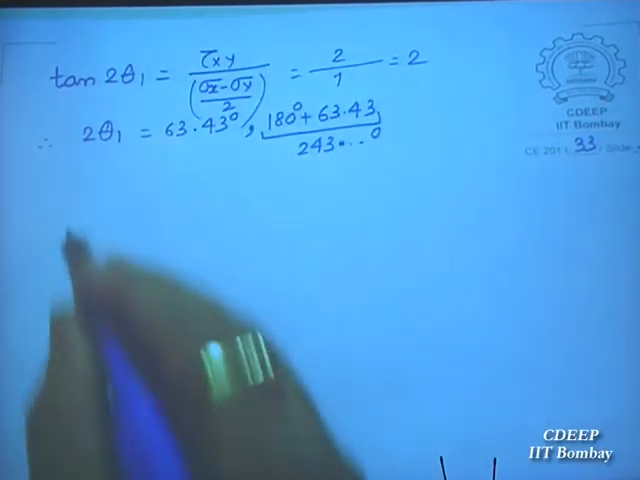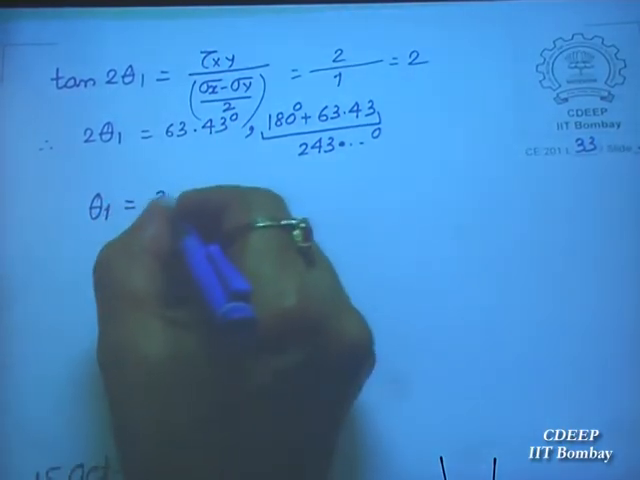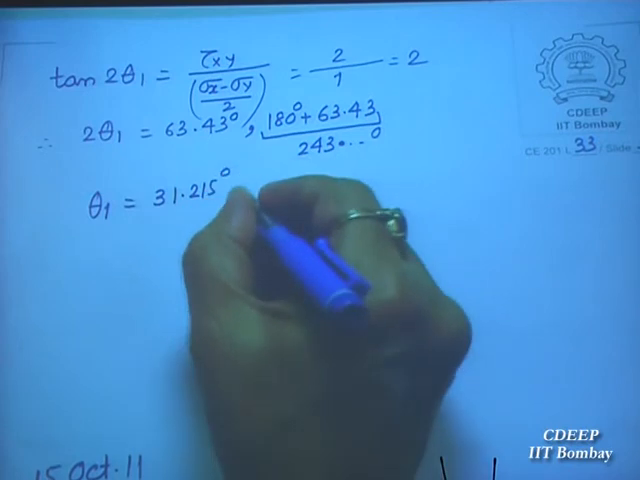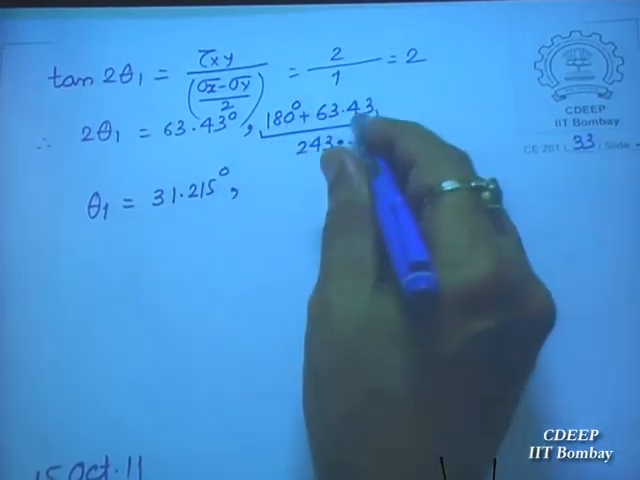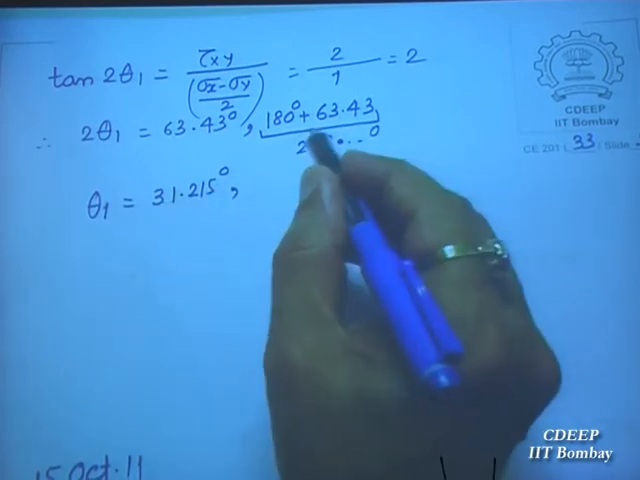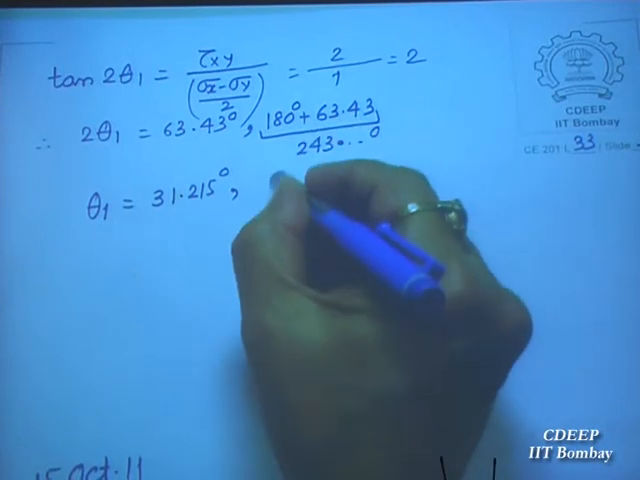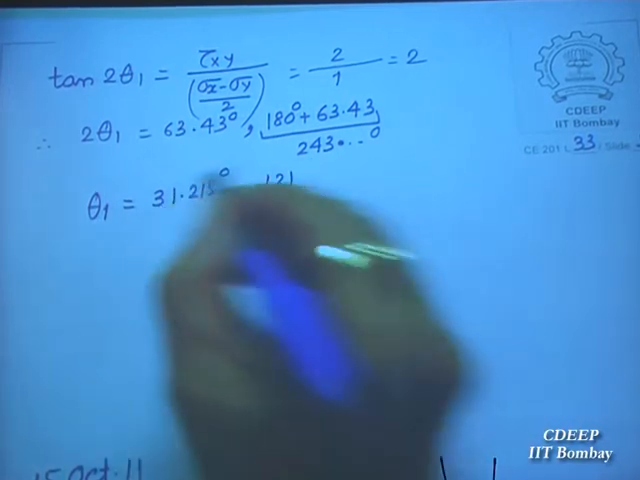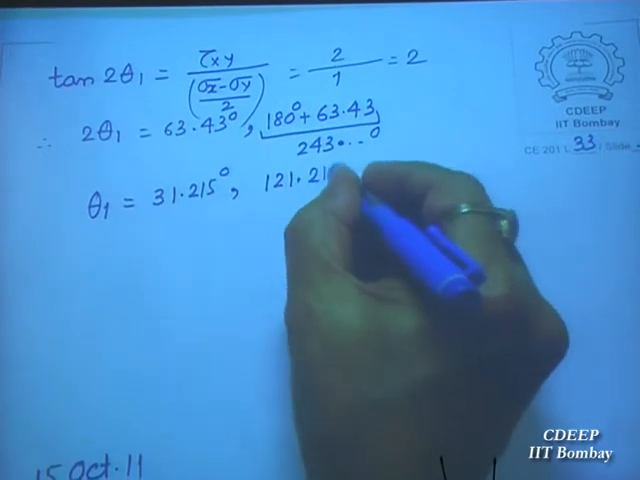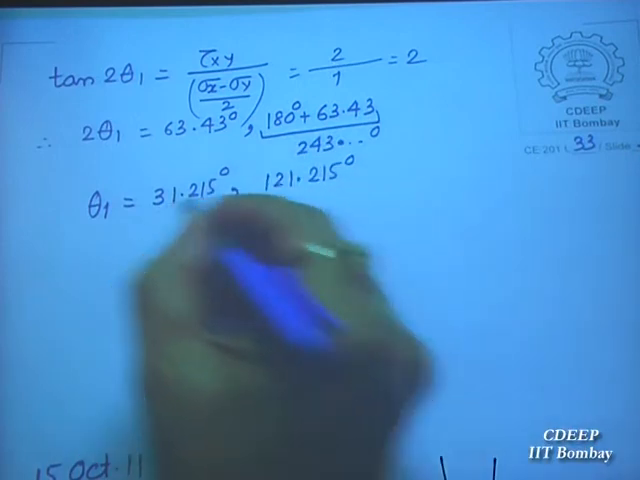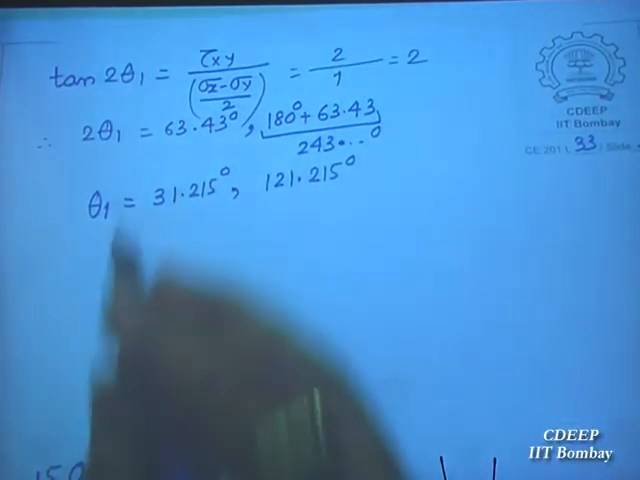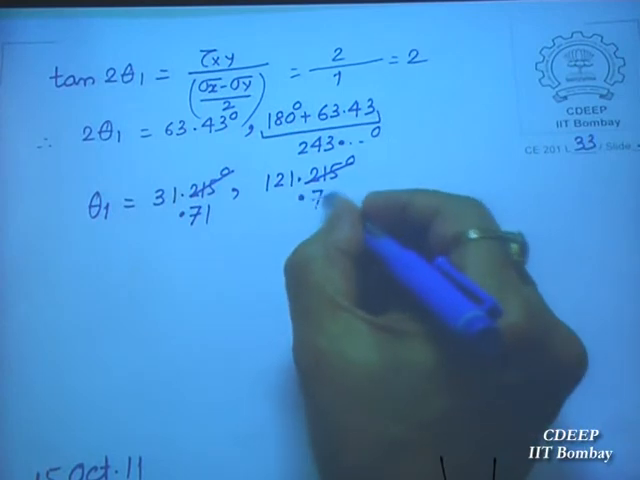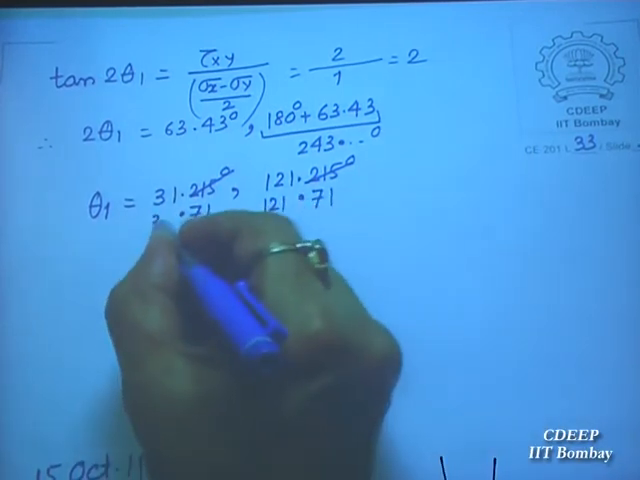So therefore theta 1 is half of this, 31 point whatever, 31.215 degrees, and plus 90. 31 plus 90. Here it will be 180, here it will be 90. So how much is this? 121, it will be 121.21. So whatever you have to do, you do it. So this is 31.71. Okay, so this is 71, 31.